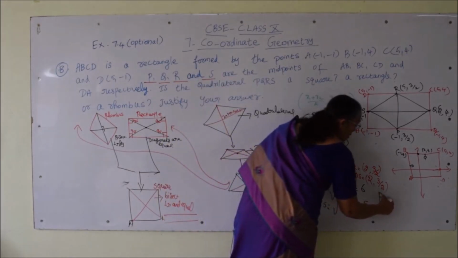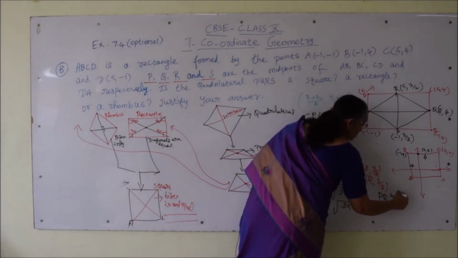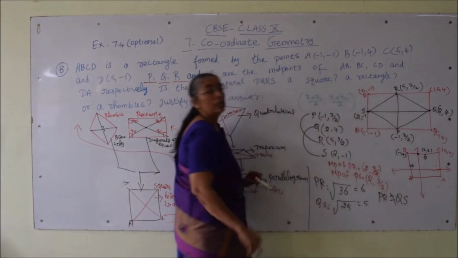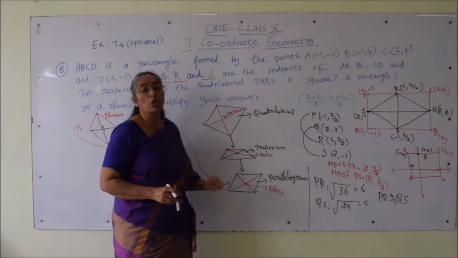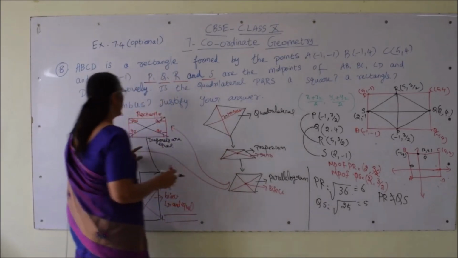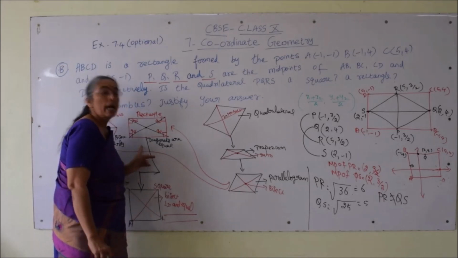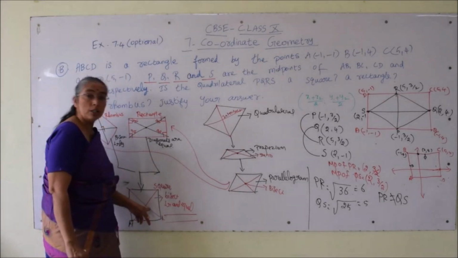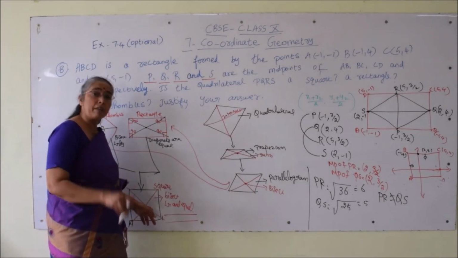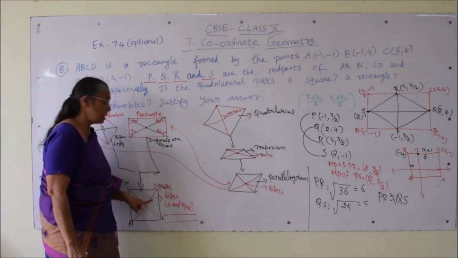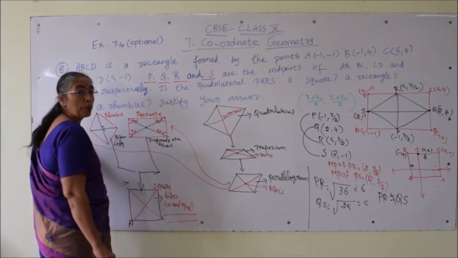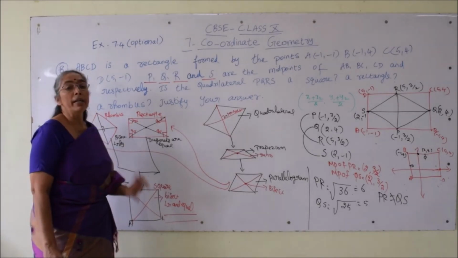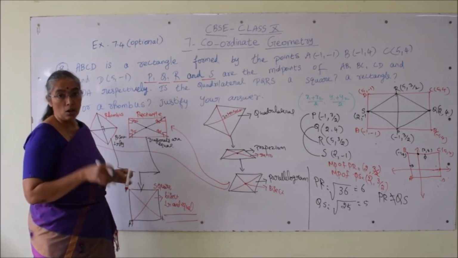So which possibility is ruled out now? The diagonals are not equal in length. So if they are not equal in length, it is not a rectangle. And it is not a square either, because in a square they should be equal also. So both these cases are ruled out. So obviously it should be a rhombus. But you can verify whether it is a rhombus or not.